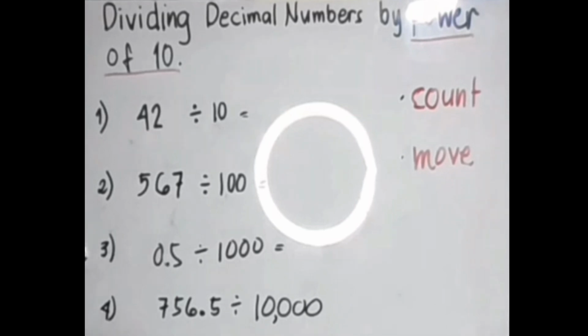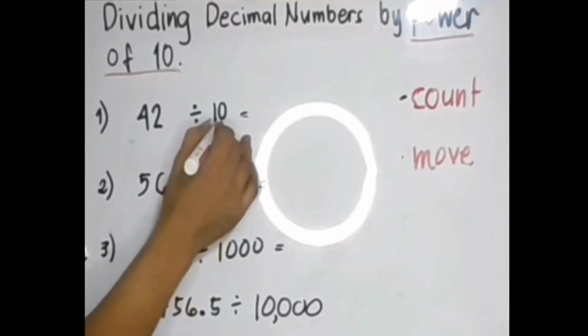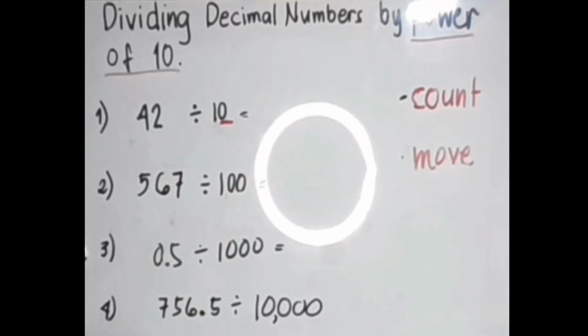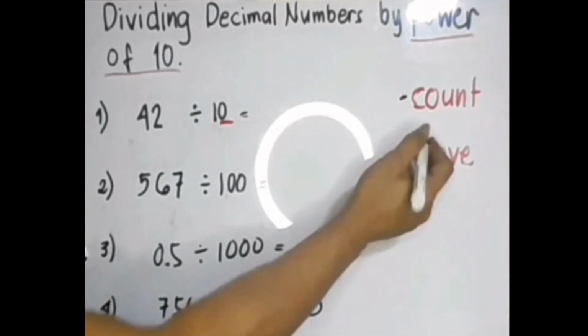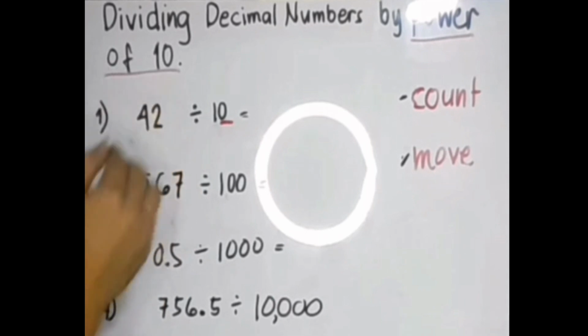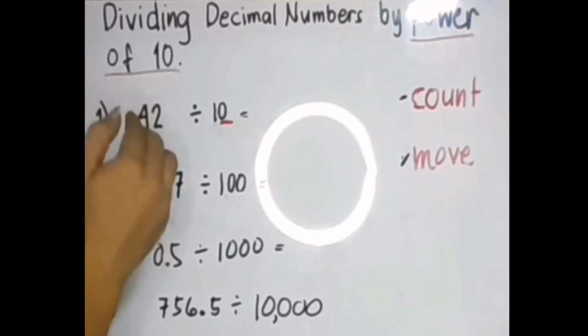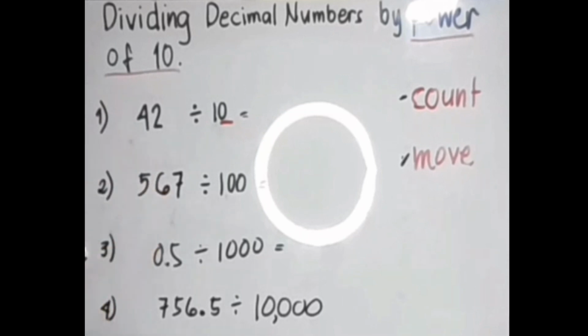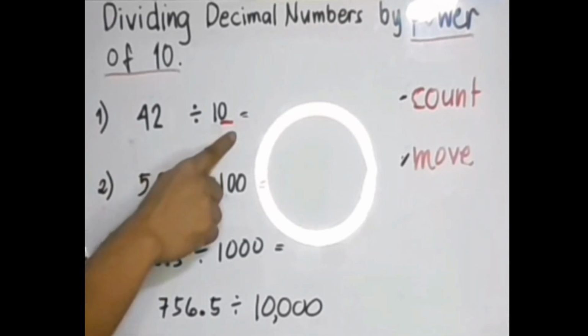Okay, so ang una natin gagawin ay count. This time, ang bibilangin natin ay kung ilan ang 0 sa ating divisor. So, ilan ba ang 0 natin sa ating divisor? Sa number 1, we have 1. Isa lang po ang 0 dyan. So, isa lang at tandaan mga bata. Next one is move. Move the decimal point in our dividend from right to left. Ulitin ko, from right to left. Mula sa kanan, papunta sa kaliwa. Kanan, pakaliwa. Ilang beses i-move ang decimal point kung ilan ang 0 sa ating divisor.